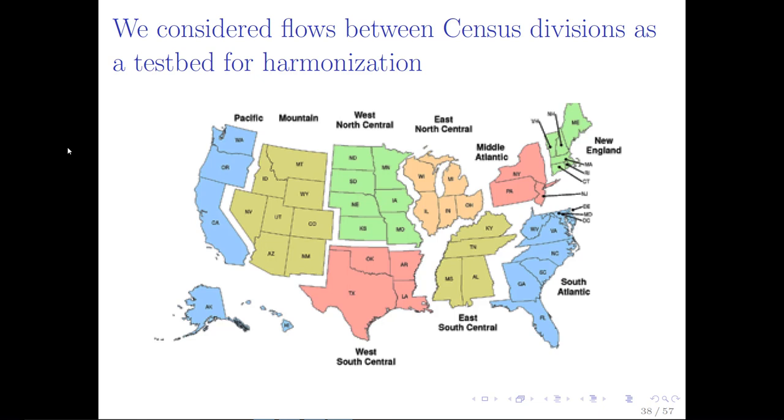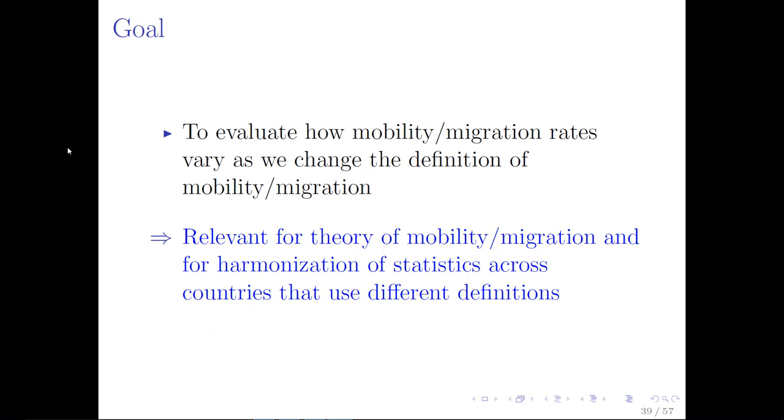And so we consider these census divisions and the flows between them. The idea for this work is to evaluate whether rates of mobility or rates of migration change as we change the definition. The overall goal is that perhaps we can use some of these tools for harmonization of data. We're thinking about European countries, where different countries have all sorts of different definitions. We try to start with the US, where we consider different divisions as sort of different macro countries.